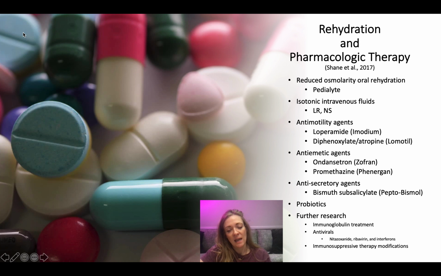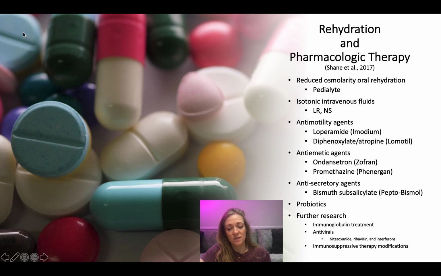Reduced osmolarity oral rehydration solution, a balanced glucose-sodium solution such as Pedialyte, is recommended as first-line therapy of mild to moderate dehydration from acute and or severe diarrhea with or without vomiting, as proposed by the IDSA. Isotonic intravenous fluids, such as lactated Ringer's or normal saline, should be administered in cases of more severe dehydration, shock, altered mental status, and failure of oral rehydration until perfusion, hemodynamic status, and mental status normalize.